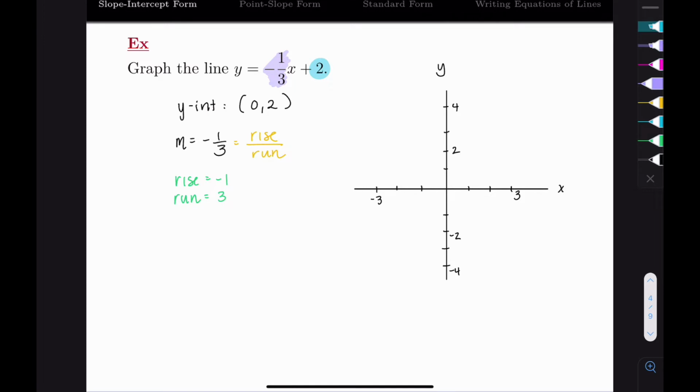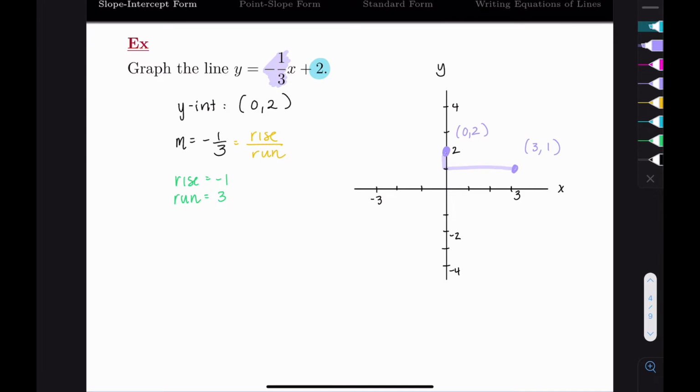So we start by graphing the y-intercept, which is here at (0, 2). Our rise is -1, so that means we go down 1. And our run is 3, so we go to the right 3. This was our first point we plotted. Another point on our line is going to be (3, 1). Okay? And then we can connect the dots.